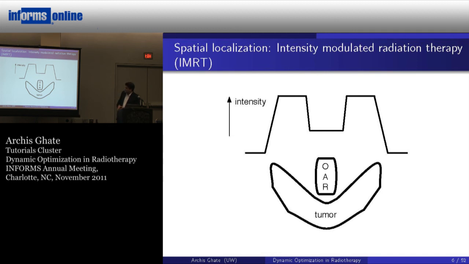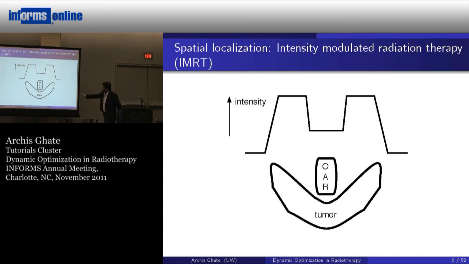As you can see, the idea is that you have a dip in your intensity profile near the OAR, near the organ at risk, right? So you want to give very high intensity to the tumor and low intensity to the OAR. Making sense, right? So that the OAR will be protected. That's what is shown in the picture, and that's the basic idea in intensity modulated radiation therapy.